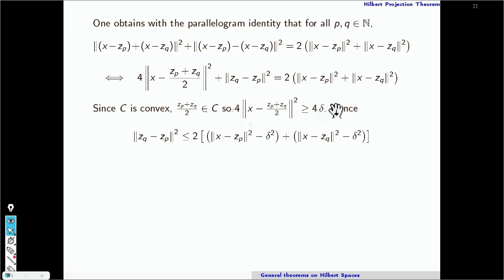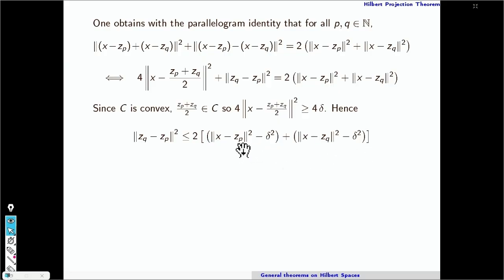And if I multiply by -1, I will have -4 times this, smaller than -4 delta square. I distribute 2 delta here, 2 delta here. And now let us consider those two quantities. Since the sequence Zn was chosen such that its distance to x converges to delta, it means that this can be made arbitrarily small and similar for here.